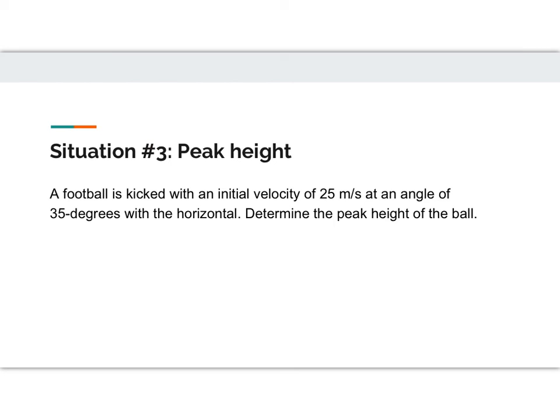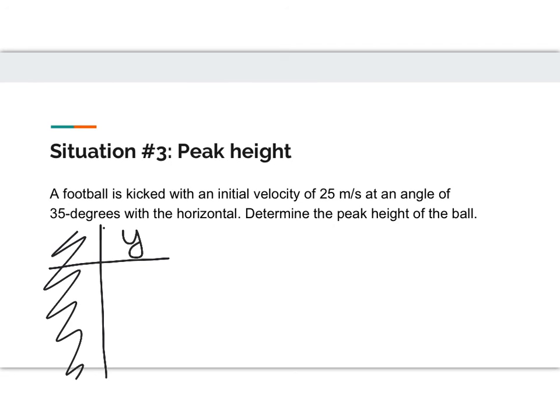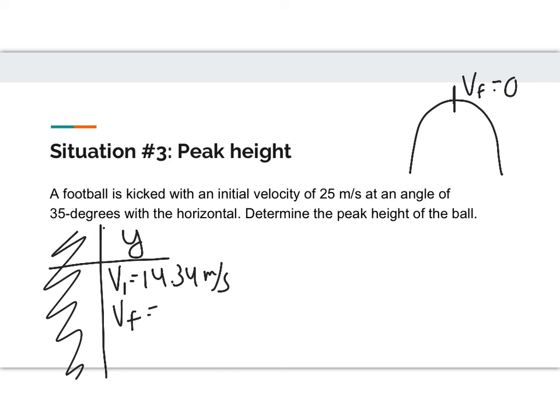Our final situation is going to be peak height, okay? So this is the same problem as before. Because we're just worrying about height, we're only looking in the y direction, okay? So when we're looking for the peak height of something, we need to create a new y chart. Why? Well, my initial velocity, as we know from doing our trig, is 14.34 meters per second. But when this reaches the very top, what is it going to go to? Velocity final equals 0. My acceleration is still negative 9.8, and we're looking for delta x.